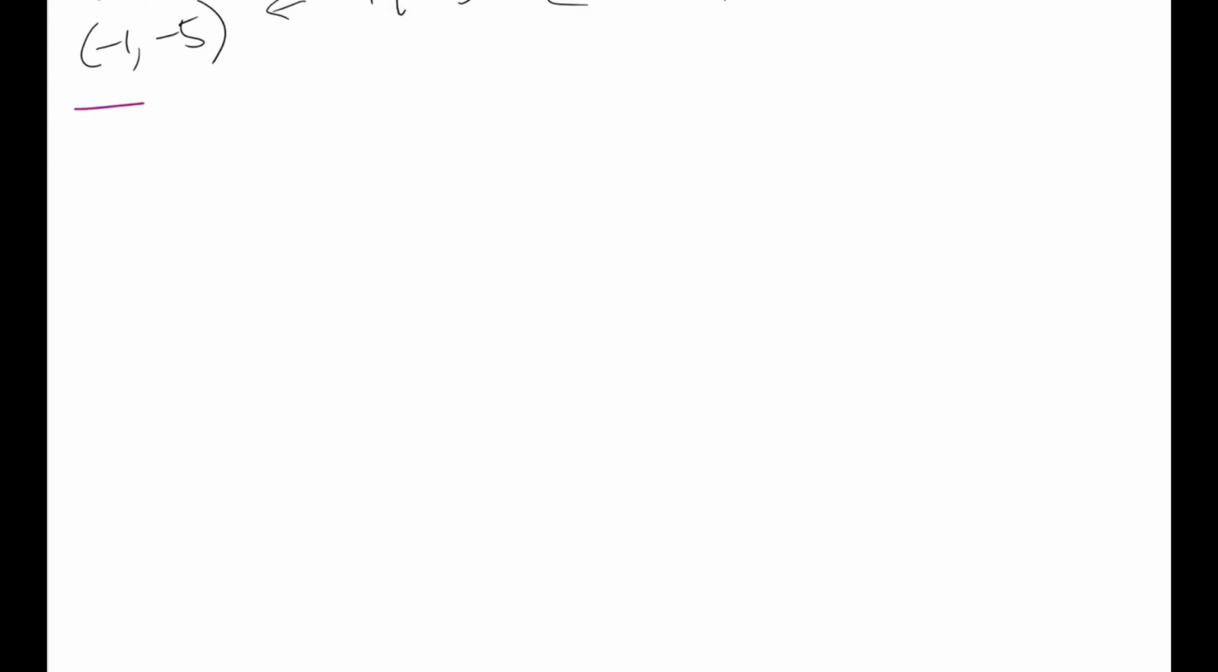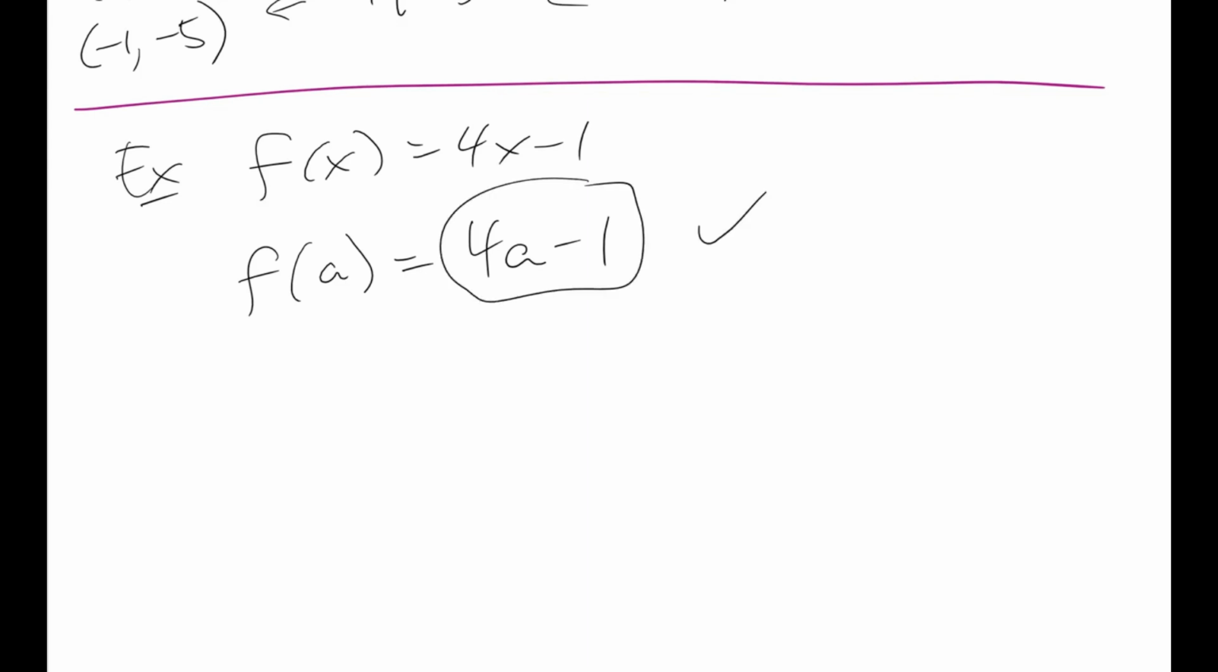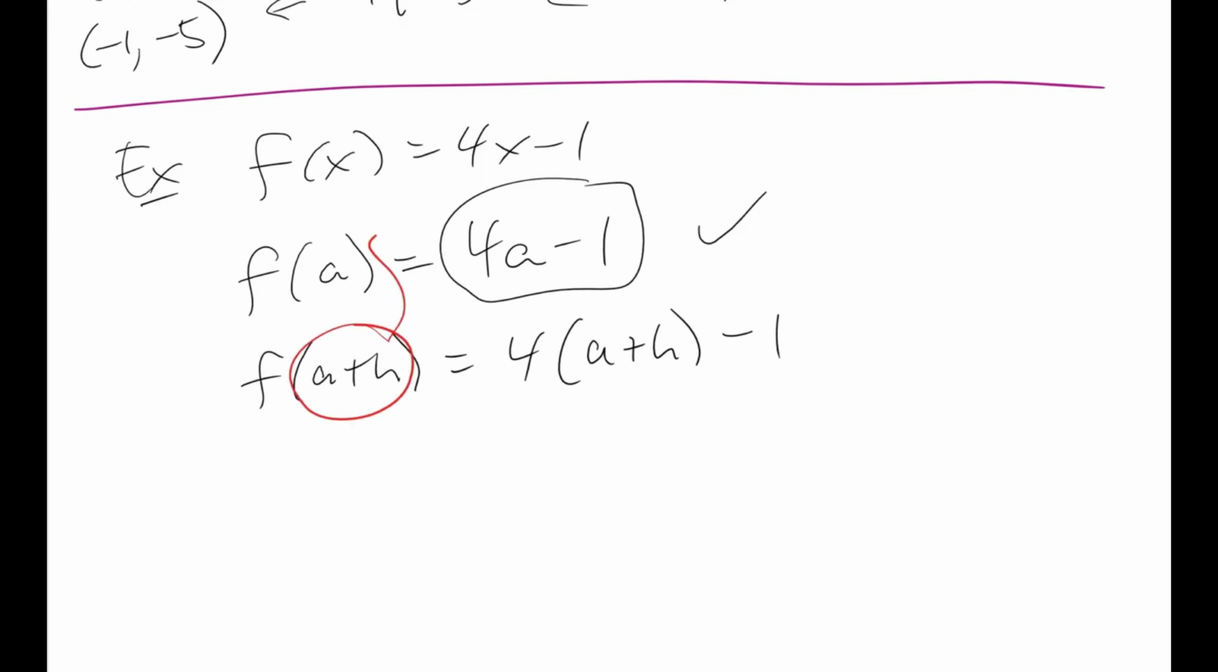Now, sometimes they ask us to plug in unusual things. So suppose still that f of x is 4x minus 1. They might ask you to plug in f of a. Well, you just put a in for x and you're done. That's it. Or they might say find f of a plus h. Well, you just put in a plus h for x. So I'm taking the a plus h and putting it in here for x, and then you just simplify it from here. So this becomes 4a plus 4h minus 1.